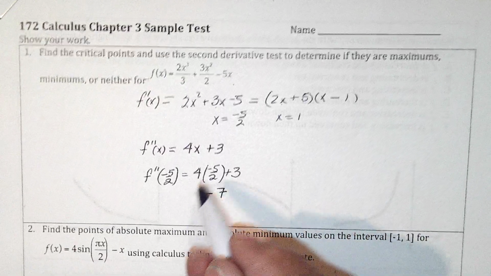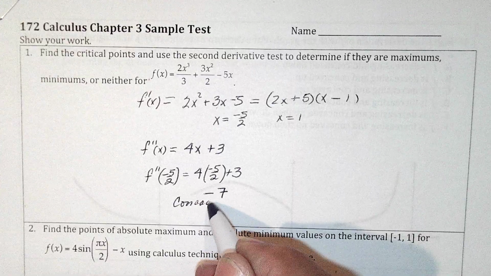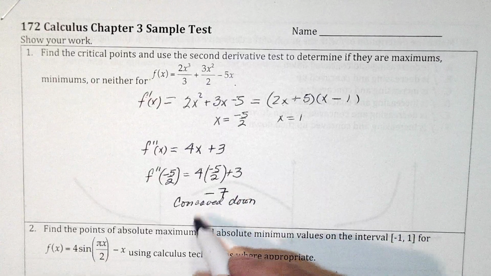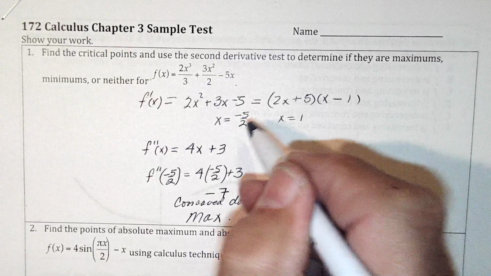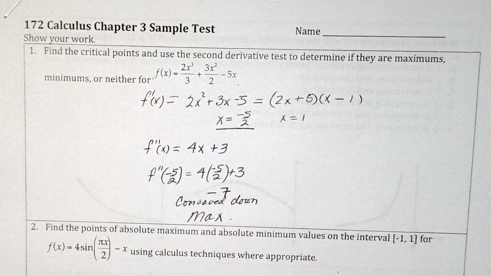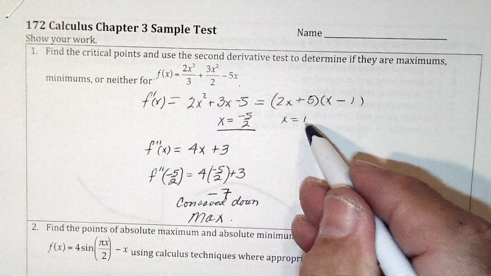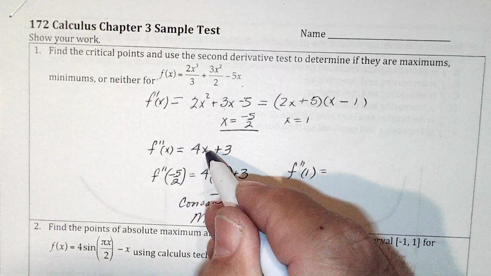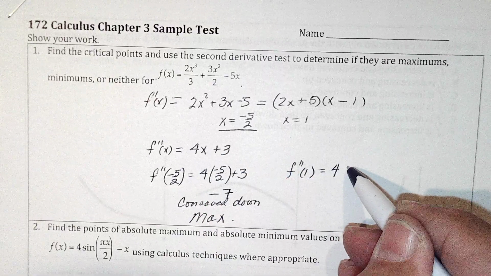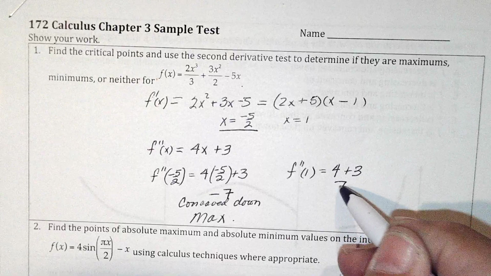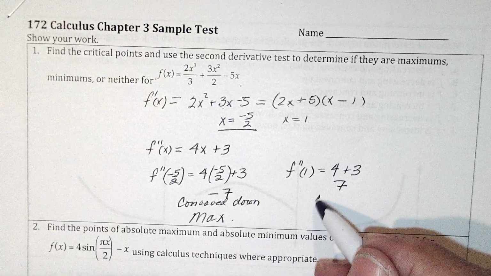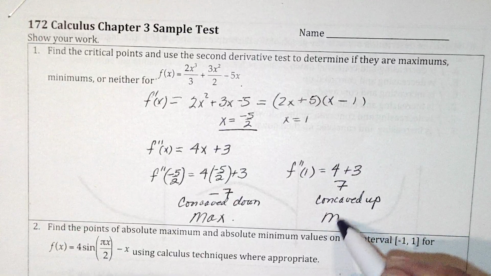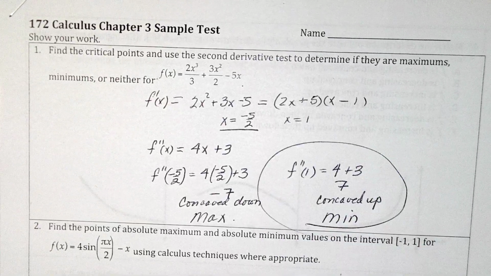So it's concave down. So that means we have a max at that critical point. And now we're going to do it at 1. So f double prime of 1 is going to be 4 times 1, or 4, plus 3, which is 7. So that's positive, so it's concave up, which tells me it's a minimum at 1.